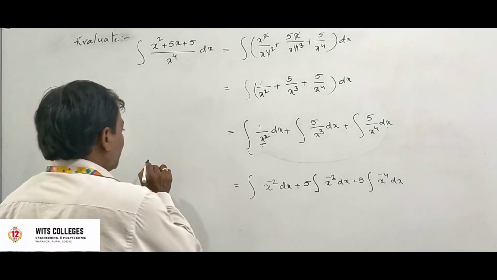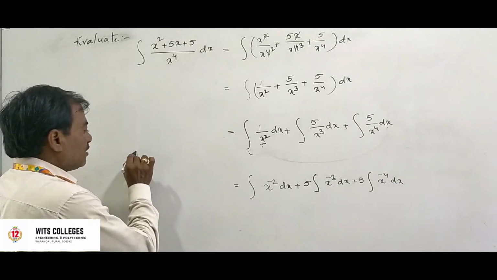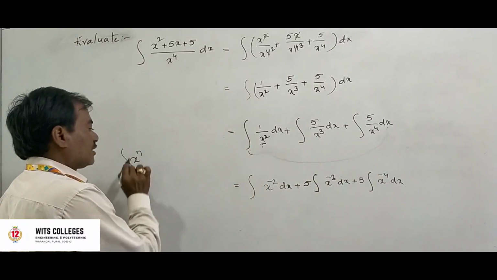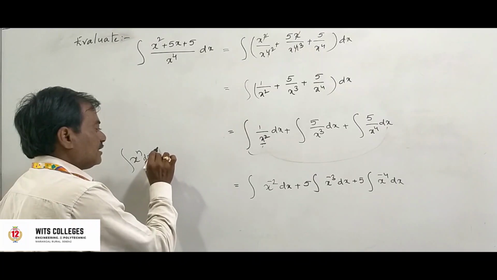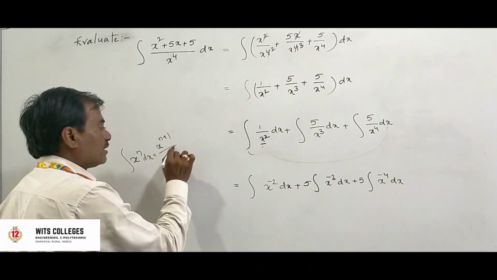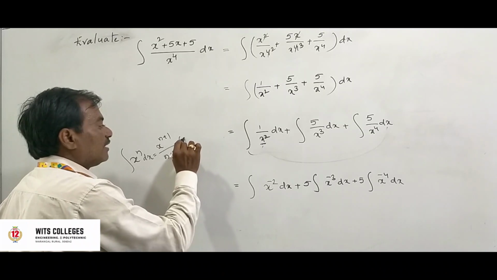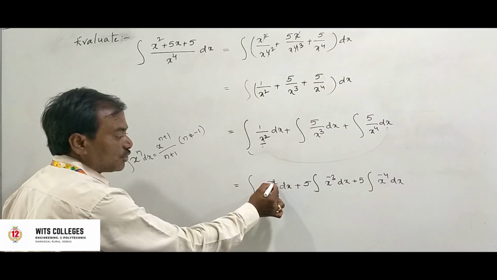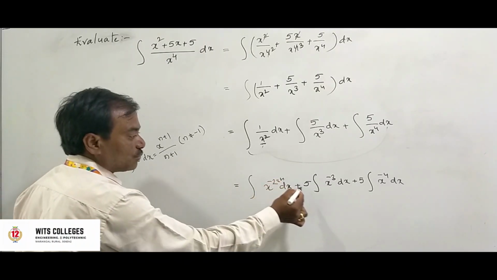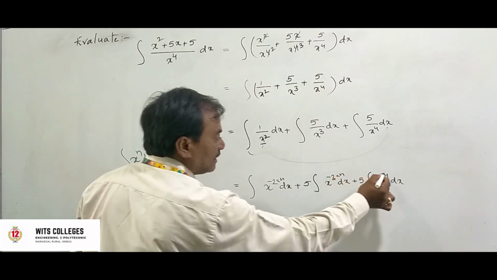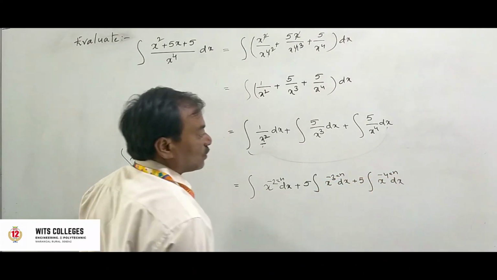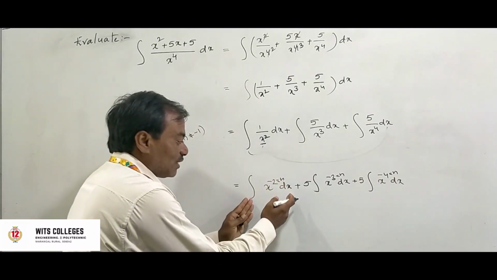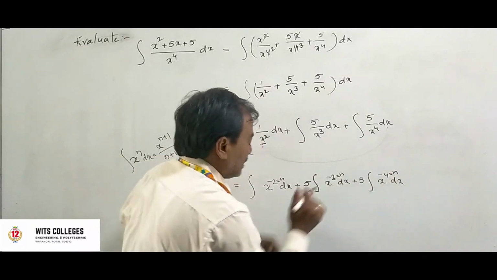Now here we have to apply x to the power of n. So all these are in the form of integral x to the power of n dx, and this is equal to x to the power of n plus 1 by n plus 1 when n is not equal to minus 1. We have to check it. So this is x to the power of minus 2, where n equal to minus 2 here, n equal to minus 3 here, n equal to minus 4. So therefore we apply this formula for finding the value of each of these integrals.